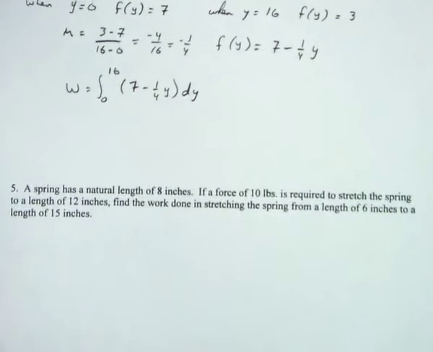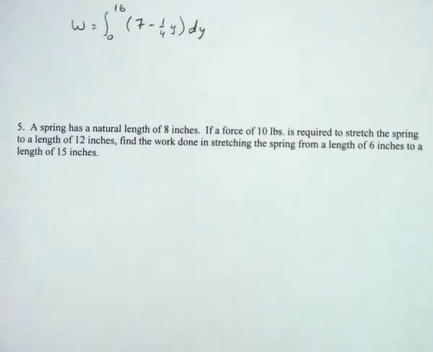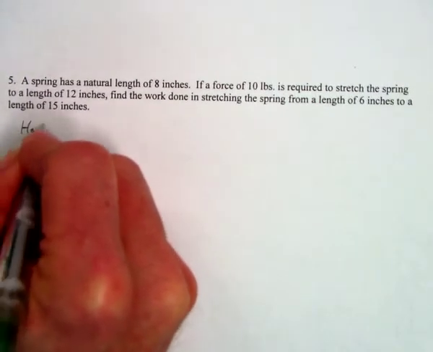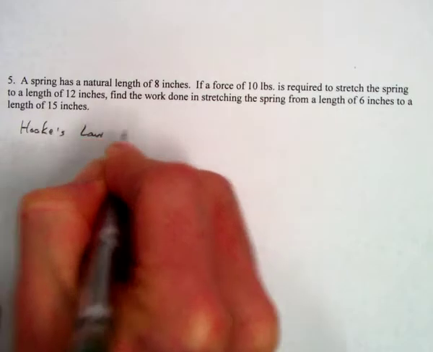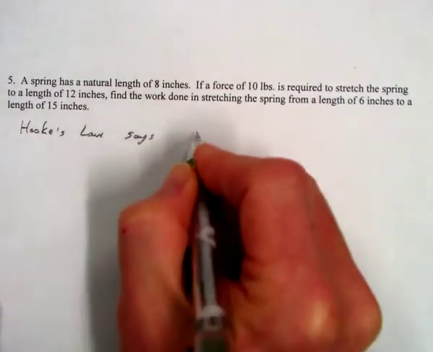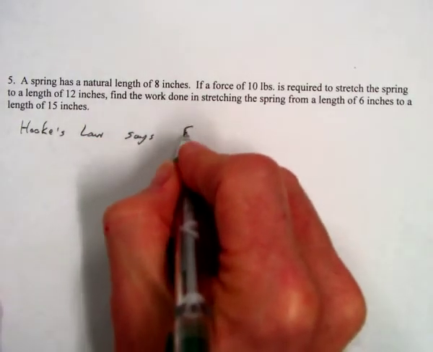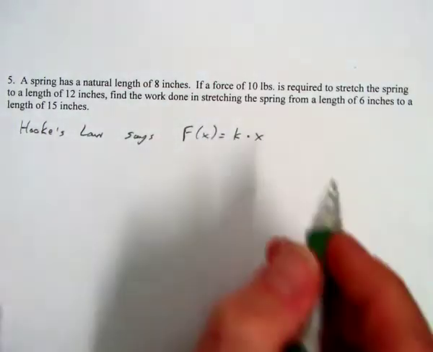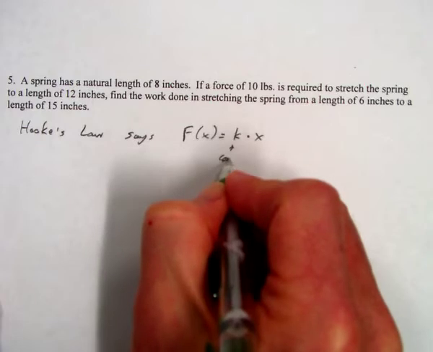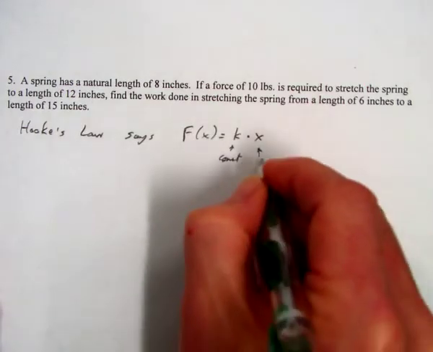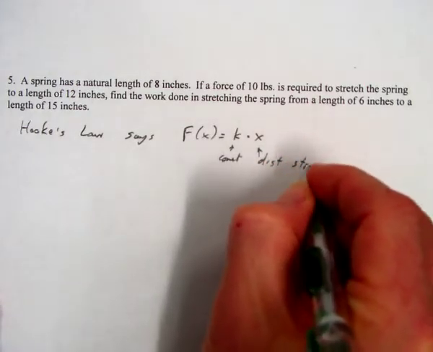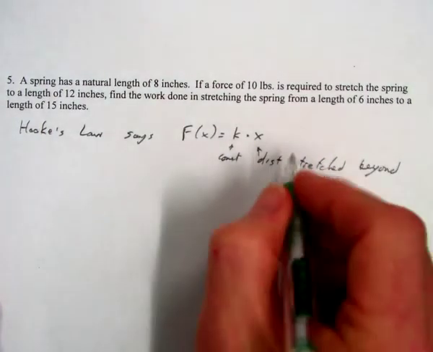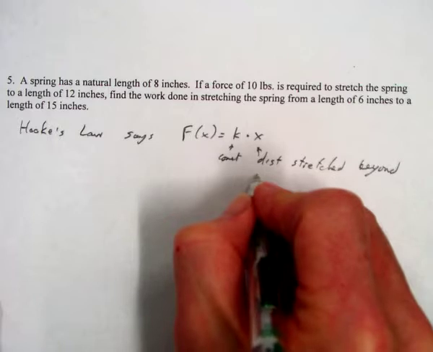And the last one deals with what we've already seen before, Hooke's law. So I'll just briefly go over this. Hooke's law says that when you're dealing with a spring, you can say your force is going to equal some constant times x, where this is our constant, and this is the distance stretched beyond the natural length.